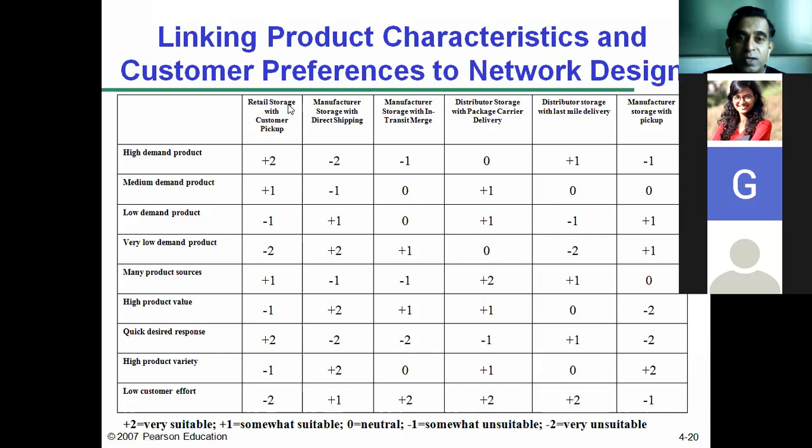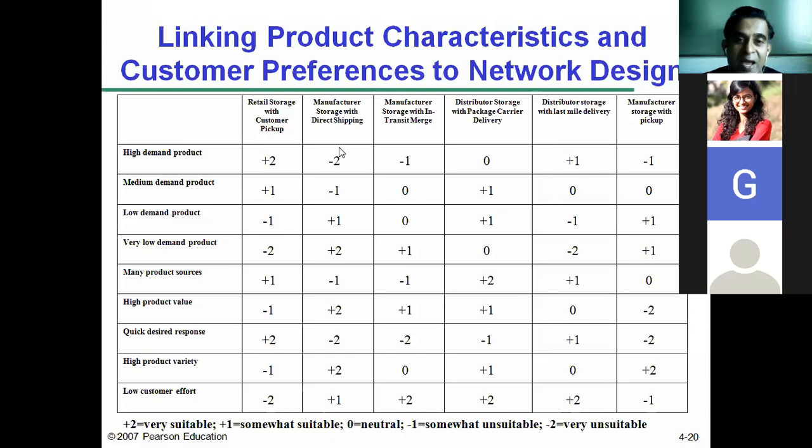So retail storage with customer pickup is very suitable because the product movement is very fast, because the demand is very high. Consumers purchase FMCG products almost on a day-to-day basis. So FMCG products have very high demand. Hence, retail storage with customer pickup is more suitable. So manufacturer storage with direct shipping is very unsuitable economically. In fact, it is unviable.